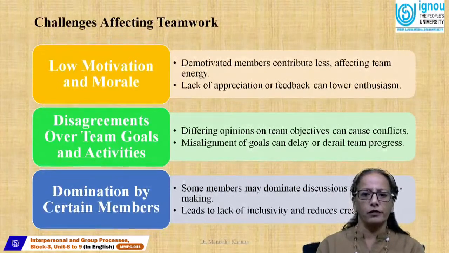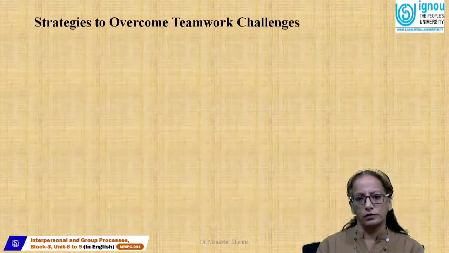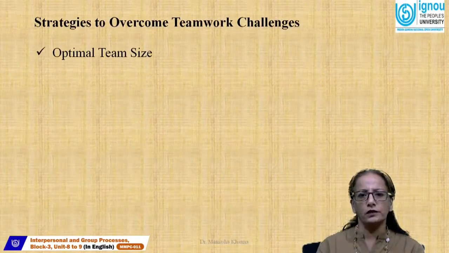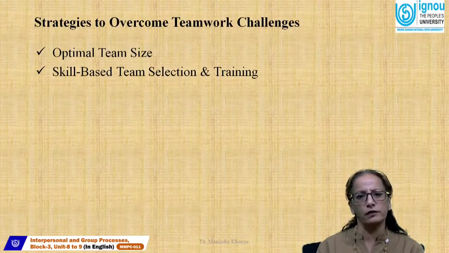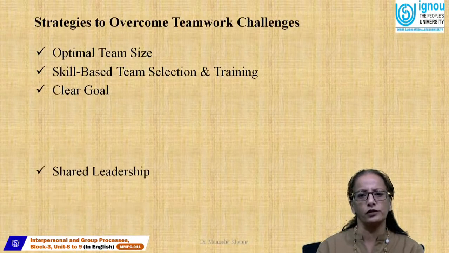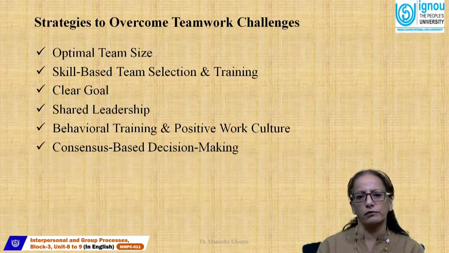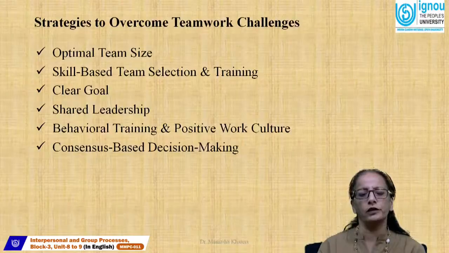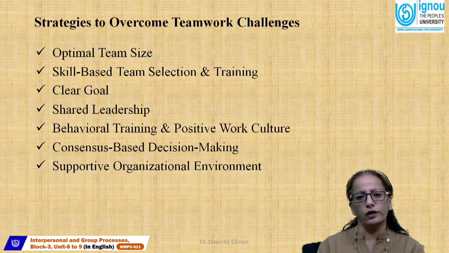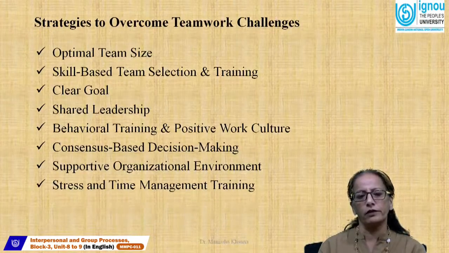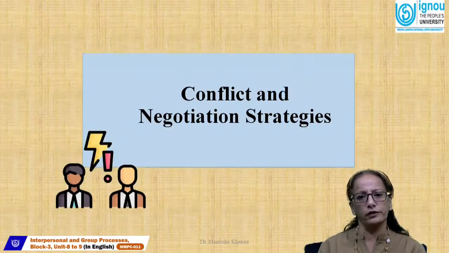Domination by certain members again affects the team overall. So there are certain strategies that overcome team challenges. Optimal team size should be correct, skill based team selection and training has to be there, the goals have to be clear, shared leadership must be there, behavioral training and a positive work culture should be there, consensus based decision making needs to be included in that, a supportive organizational environment, stress and time management training, continuous learning and development.